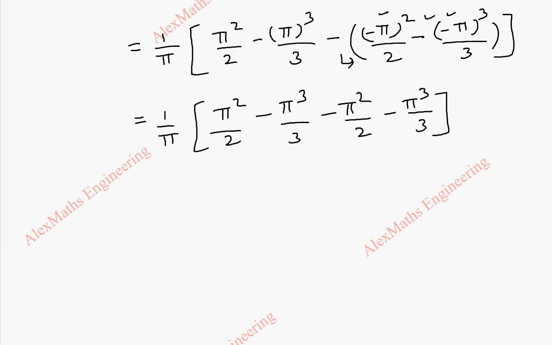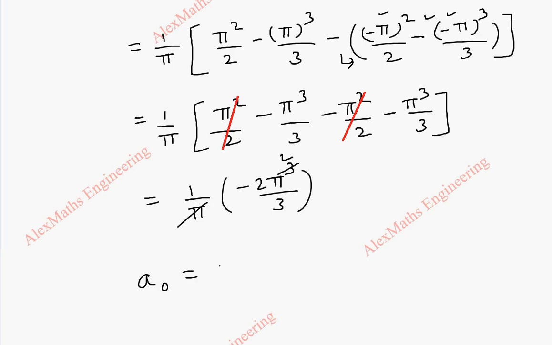So here we see pi square by 2 minus pi square by 2 we can cancel. Then we can add the like terms. So 1 by pi into minus 2 pi cube by 3. We can cancel this, so it is square. So from this, the value of a naught is minus 2 pi square by 3. So we got the value of a naught.